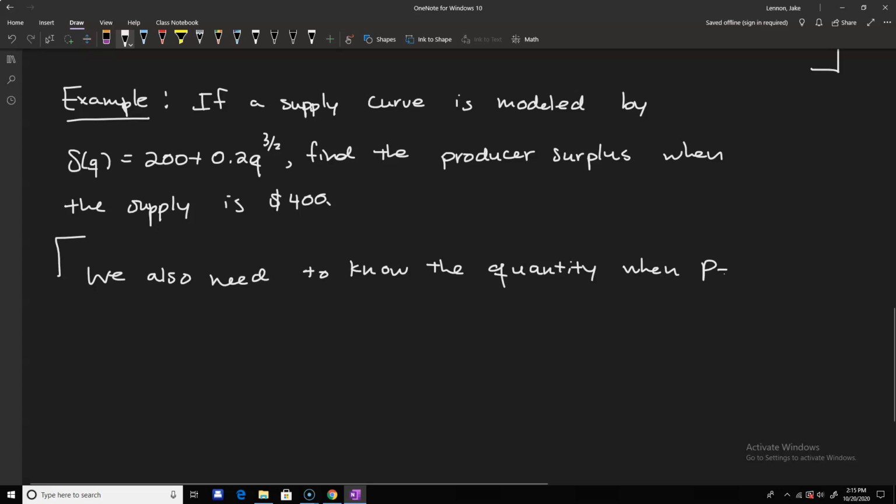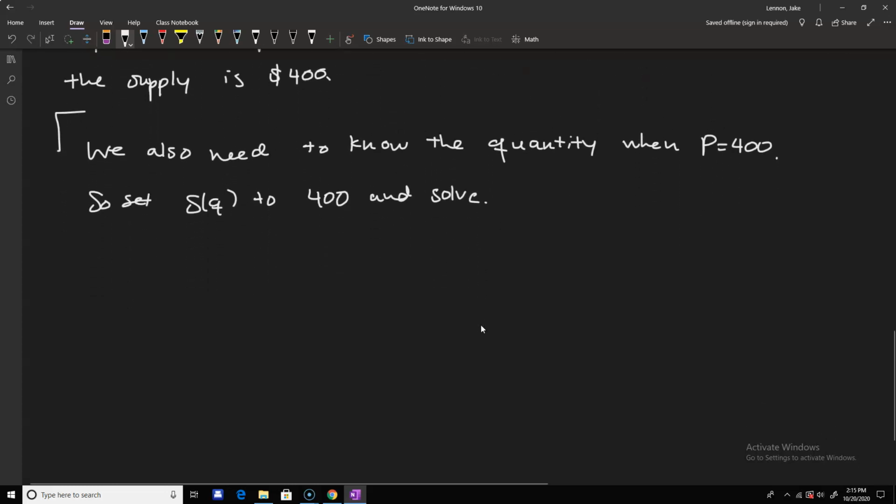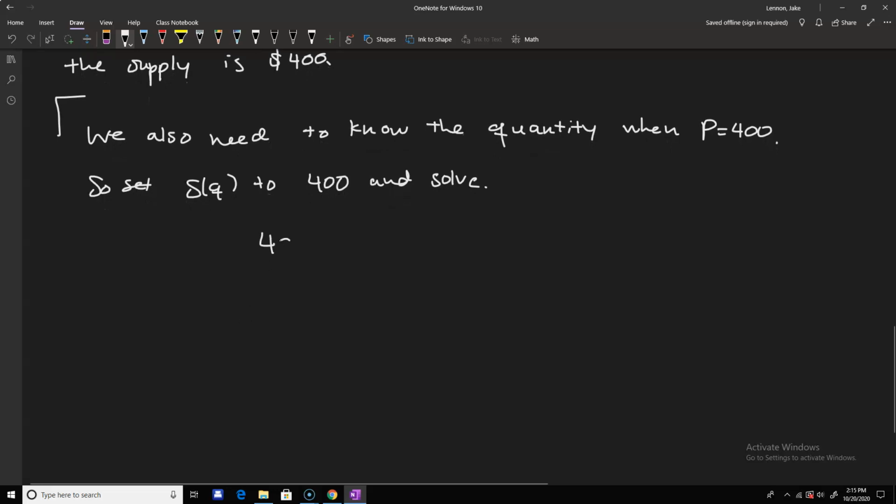When P is equal to 400, set S of Q to 400 and solve. This will give us the value of capital Q in the formula. So let's go ahead and do that. We know 400 should be equal to 200 plus 0.2 q to the 3/2. So we subtract 200 from both sides, and we get 200 equals 0.2 q to the 3/2.